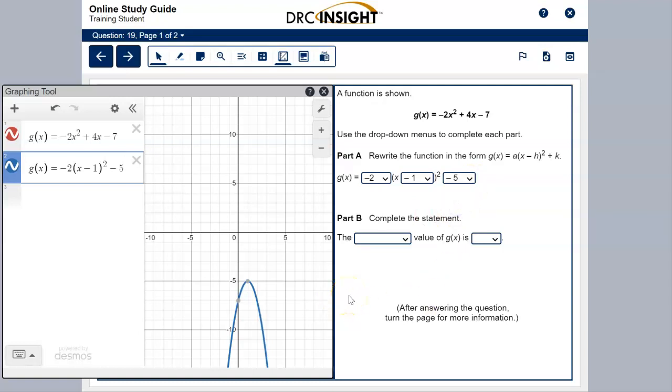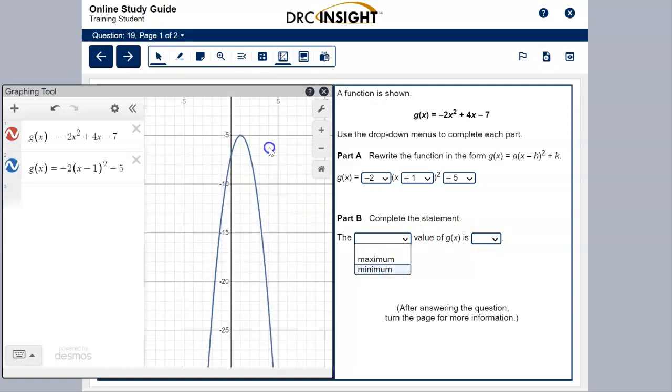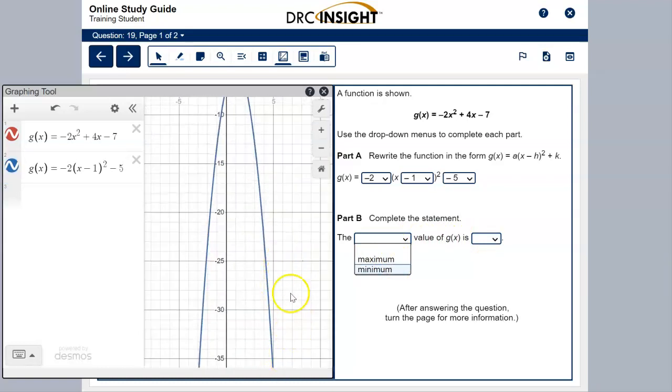All right, so then we have to answer this question. The blank value of g of x is blank. All right, well, let's look. The maximum or the minimum? Well, there is no minimum. If you pull this thing up, this thing goes down forever.